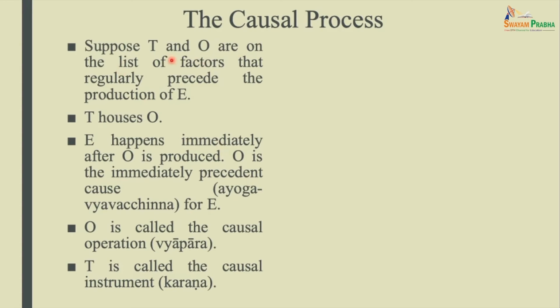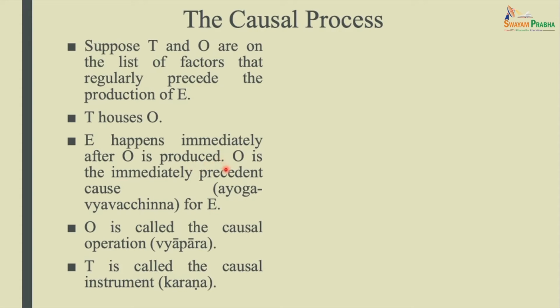How is it? Suppose T and O are on the list of factors that regularly precede the production of E. T houses O, in the sense that O is sheltered in T, O is located in T. E happens immediately after O is produced. This is the difference between the grandfather case and this case: E immediately follows O.